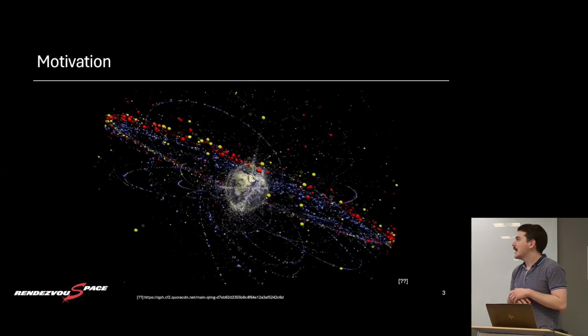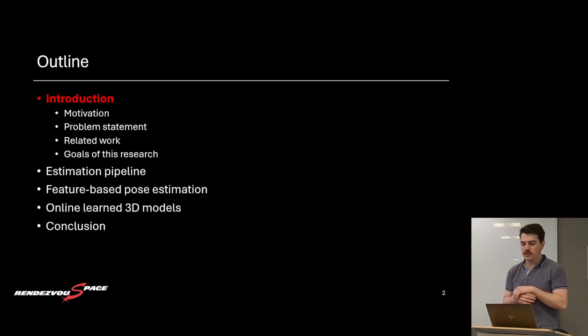Let's start. To give a bit of an outline, I'll go over an introduction, and then an estimation pipeline and 2 different measurement models for that estimation pipeline. And then I'll conclude, obviously. In the introduction, I'll go over a motivation, the problem statement, and the goals of this research.